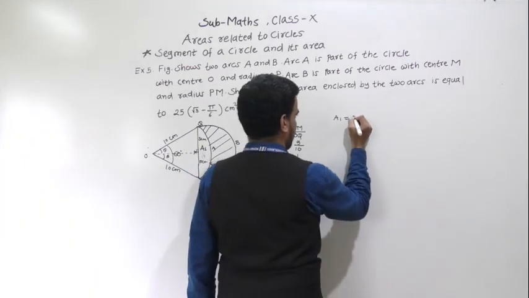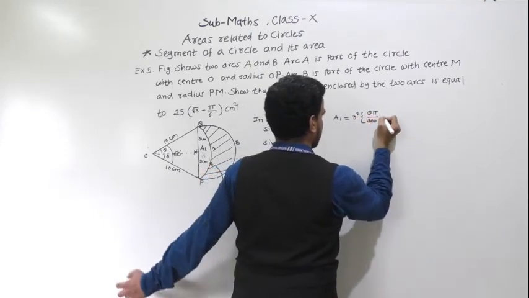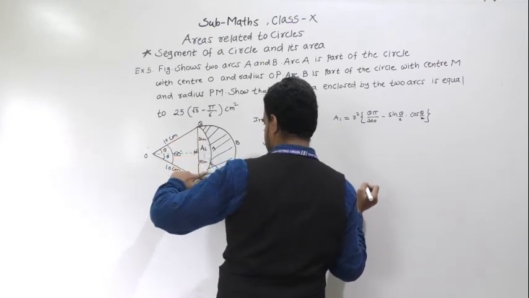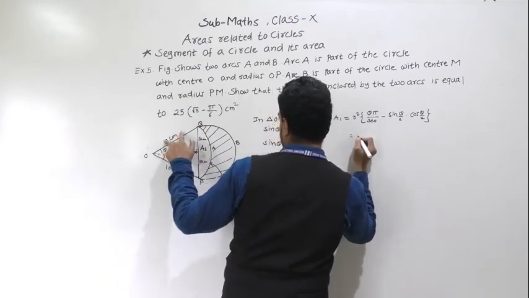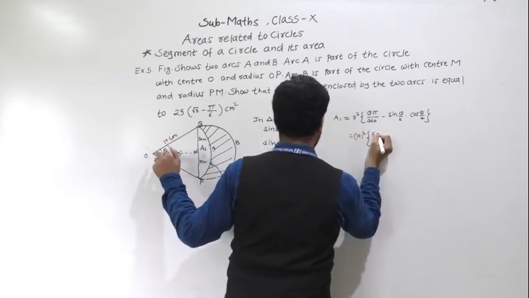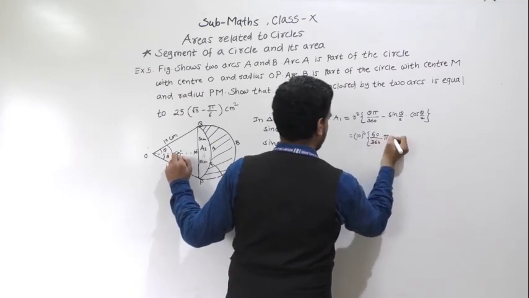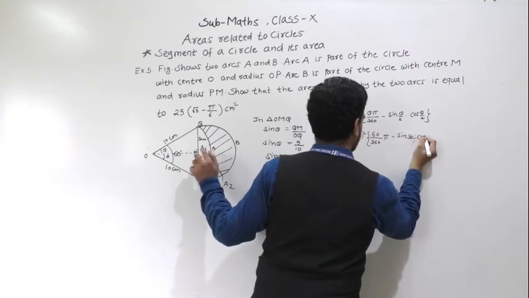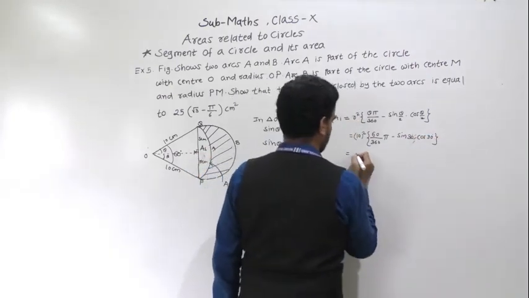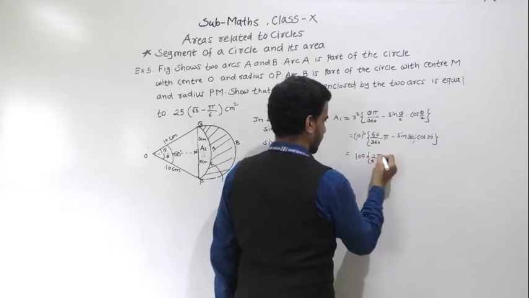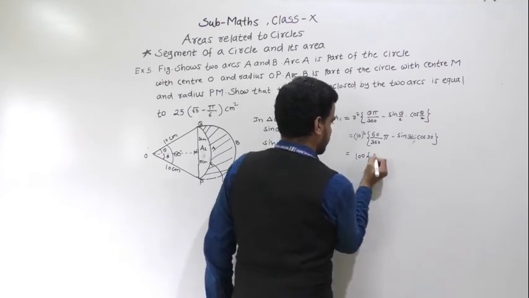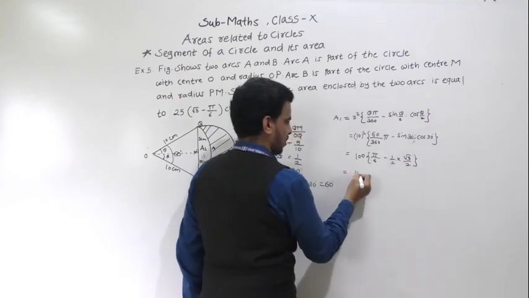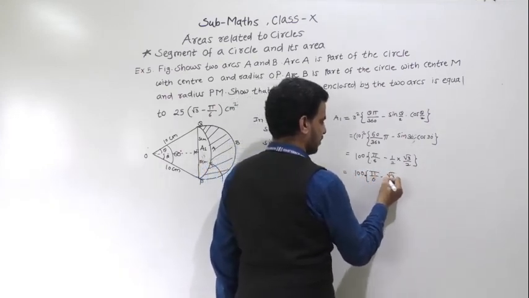So A1 region, how will we get it? R square in bracket theta pi upon 360 minus sine theta by 2 into cos theta by 2. This region is a segment, this is A1. R for this region is 10 centimeter, so 10 square, theta is 60 degree, so 60 upon 360 pi, minus sine 60 by 2, or directly I am putting sine 30 into cos 30. So this is 100 into pi by 6 minus sine 30 is 1 by 2, cos 30 root 3 by 2. So 100 into (pi by 6 minus root 3 by 4).